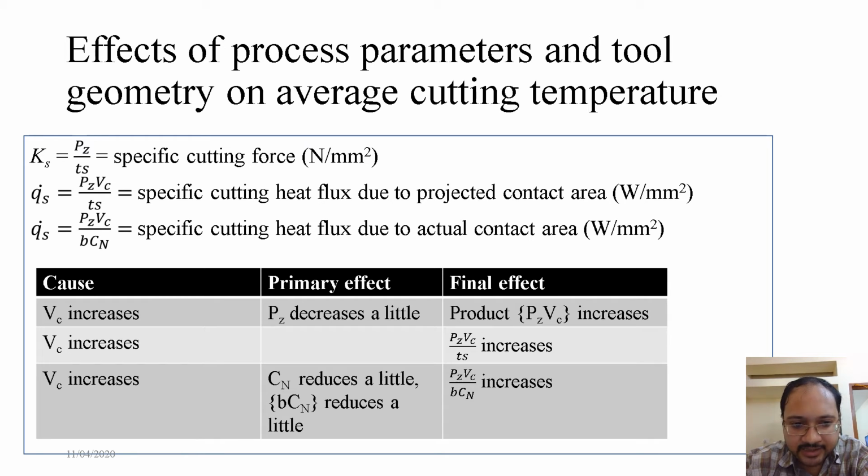Again, as Vc increases, Cn reduces a little, that is, the natural contact length reduces a little. The product B times Cn also reduces a little. So Pz Vc by B Cn increases. Why? Because the numerator increases at a faster rate compared to the denominator. So this again increases the average cutting temperature.